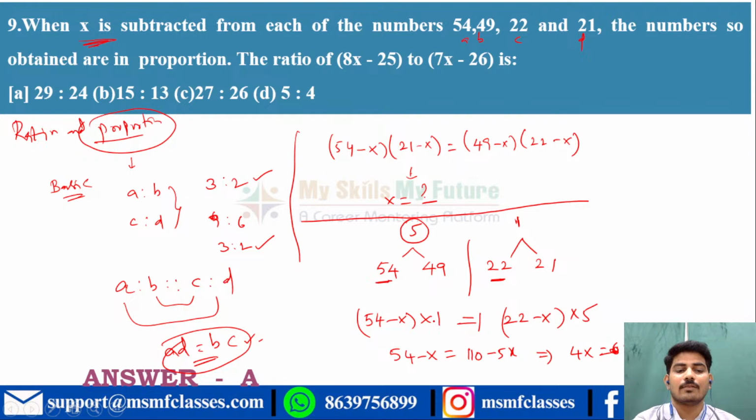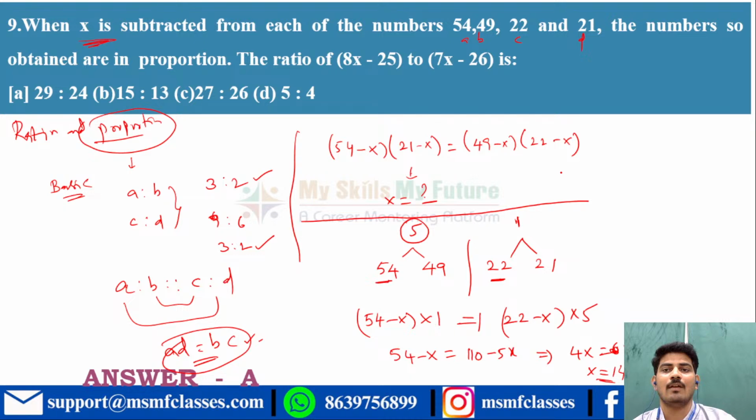After simplification, how much will I get here? If I rearrange this equation, 5x is transferred this way, so 4x equals 56. So I'll get the x value as 14. Now my answer is not completed, I have only found the value of x here. After that, I need to find the ratio.